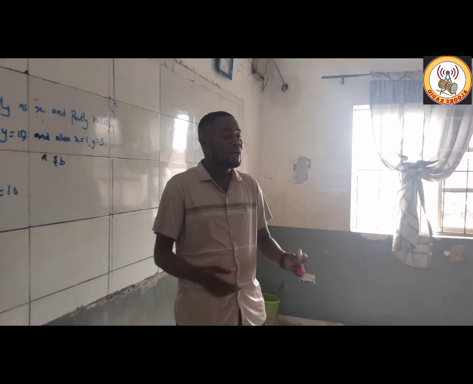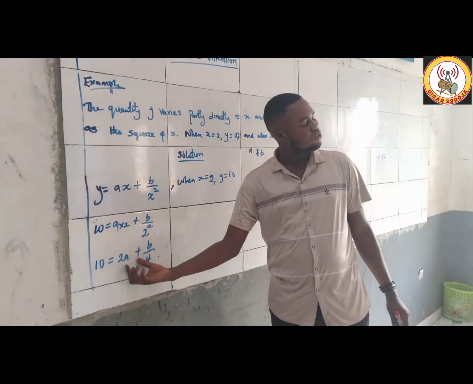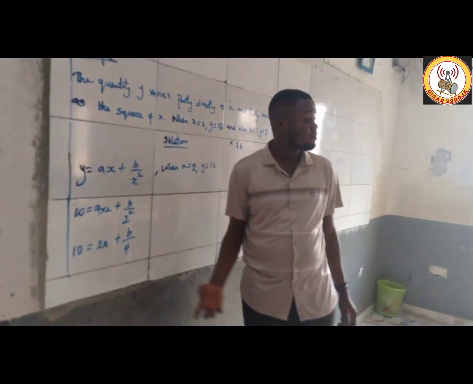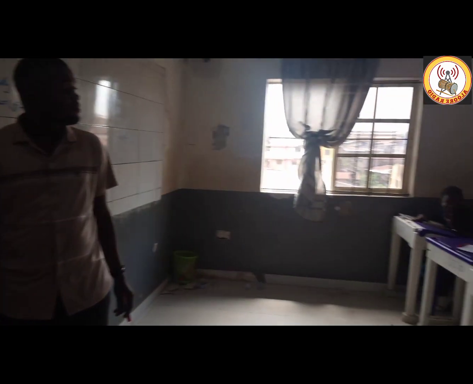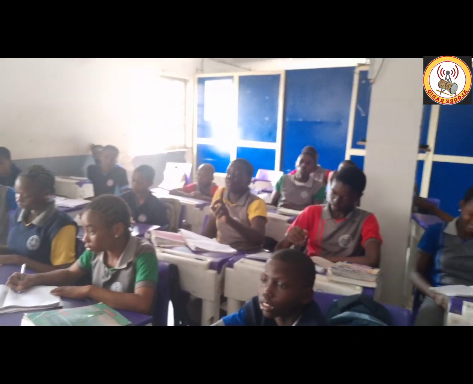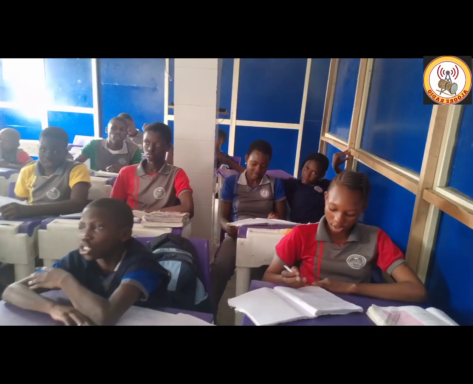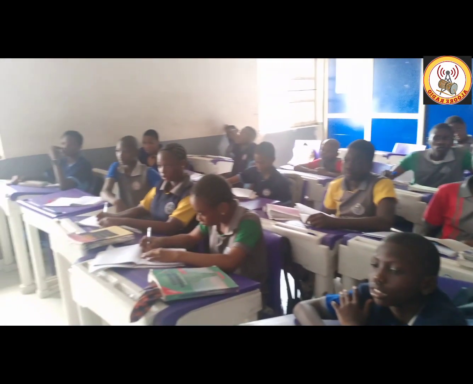First, we are going to multiply both sides by what? Why do we choose 4? To eliminate what? The fraction, abi? Yes, sir. So we multiply by the denominator.